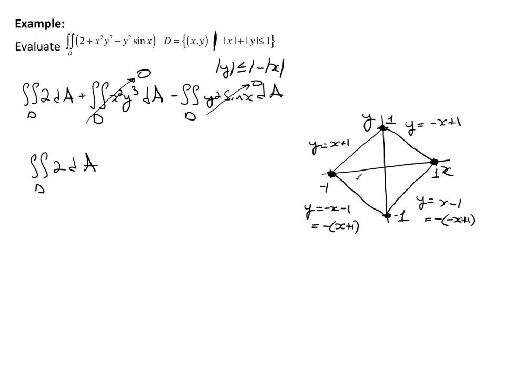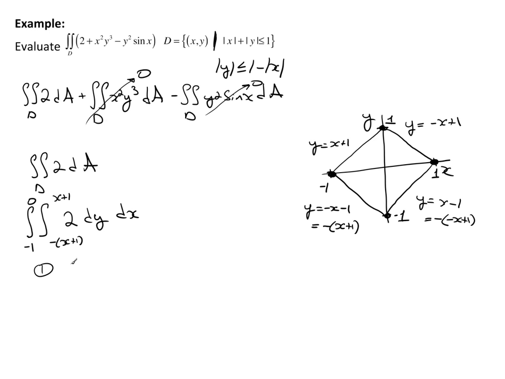Now clearly it doesn't matter which way I go. I'm going to have to break this up into 2 type 1 regions or 2 type 2 regions. It doesn't matter which way I do it. I already have it written in the form of a type 1 region, so I'm going to break it up as two type 1 regions. So the first one, x is going to go from -1 to 0. And then y is going to go from negative x plus 1 to x plus 1 of 2 dy dx.